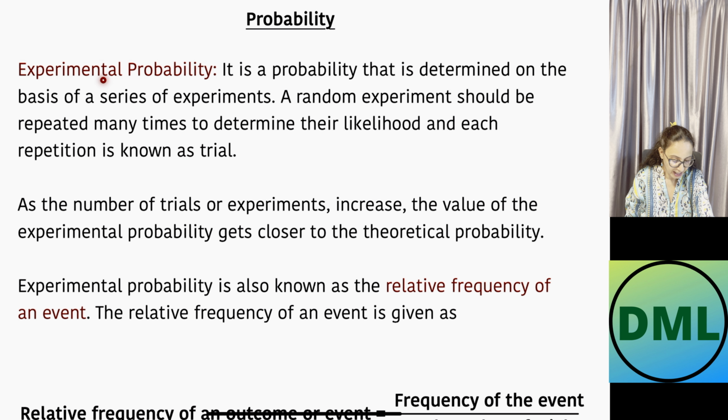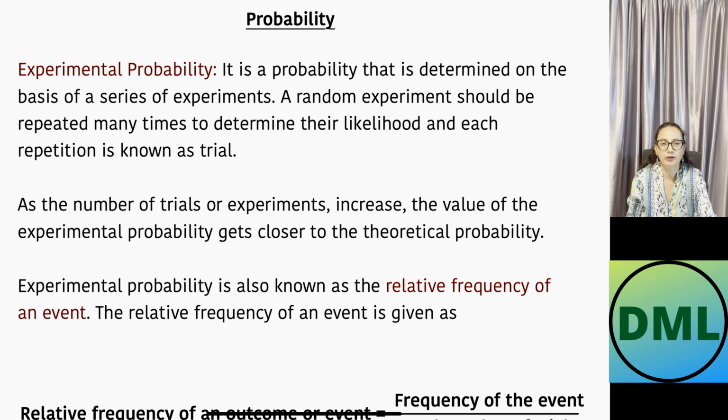Probability. Experimental probability. What is the meaning of experimental probability? It is a probability that is determined on the basis of a series of experiments. That means you are doing the experiment so many times. A random experiment should be repeated many times to determine their likelihood, and each repetition is known as your trial.